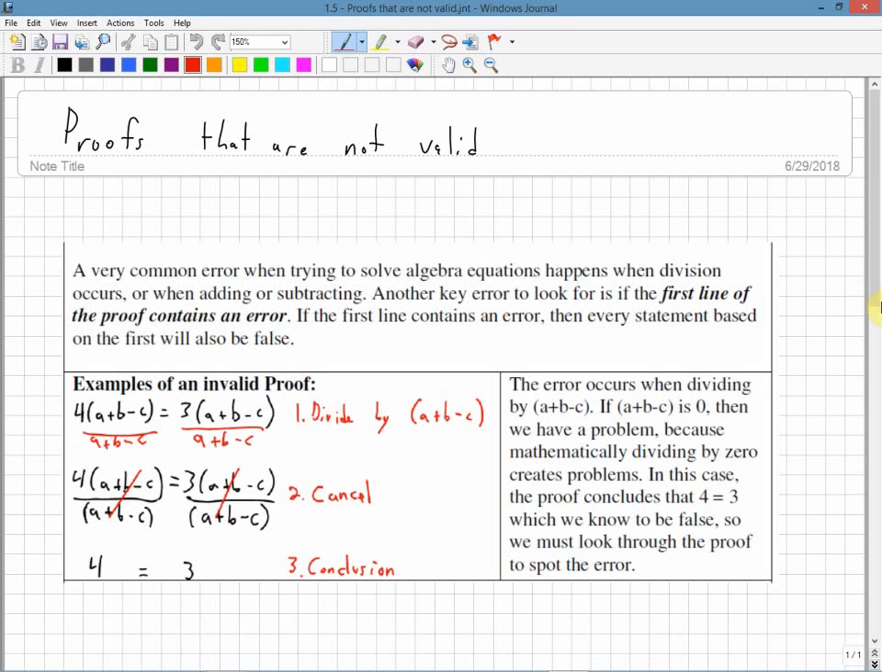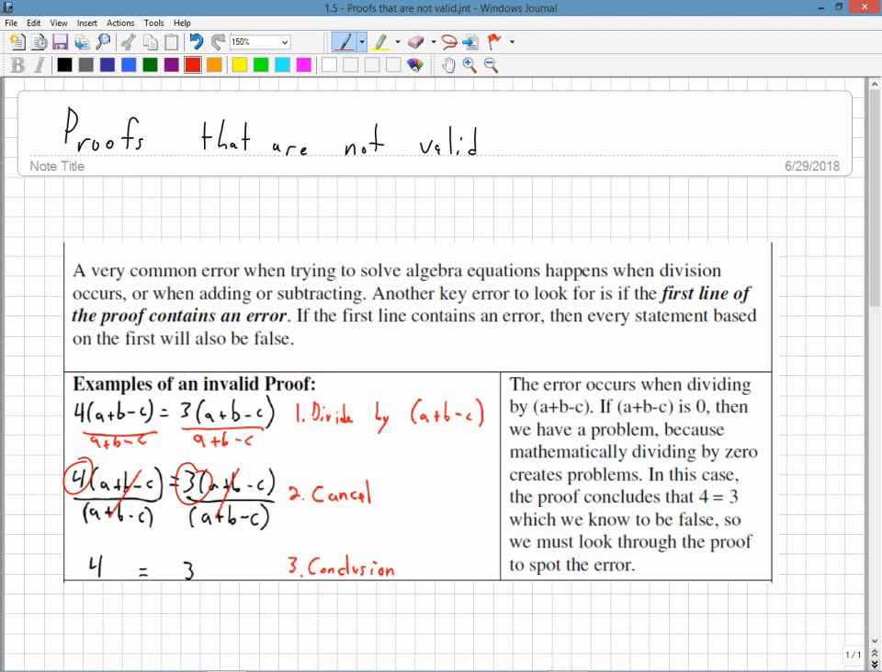So let's look at this example right here. We have 4 times (a plus b minus c) equals 3 times (a plus b minus c). So how do we solve this? Well, first of all, I divided by a plus b minus c, canceled those things out. My conclusion was I'm left with 4 and 3, so 4 equals 3. Done. That doesn't look right.